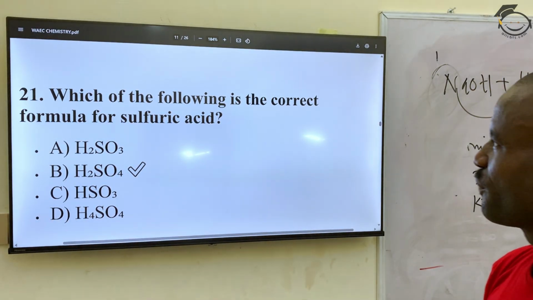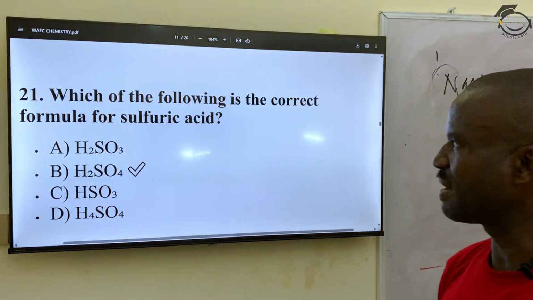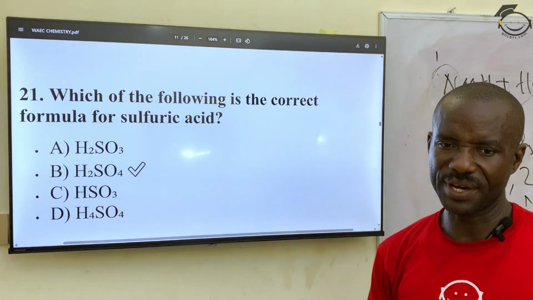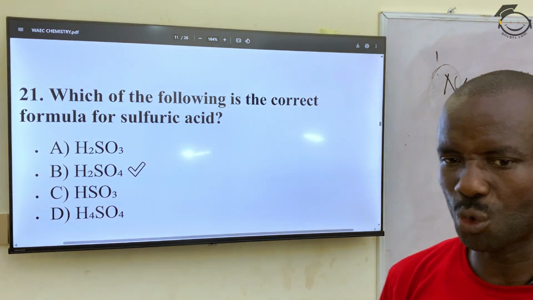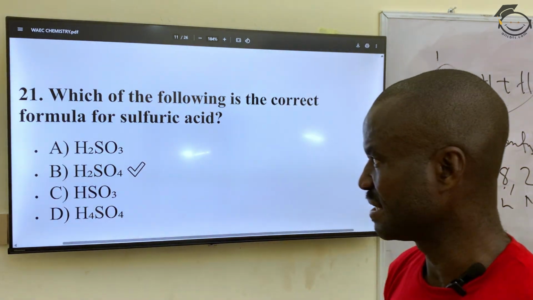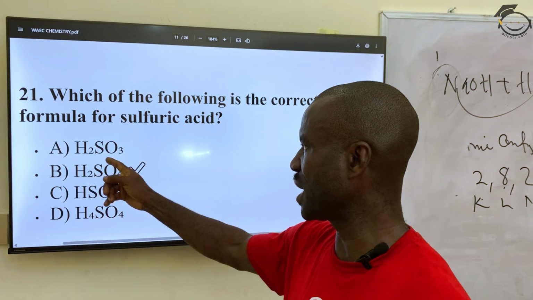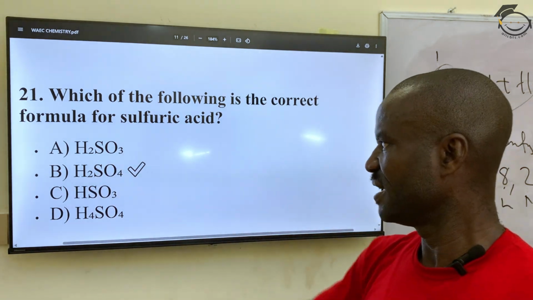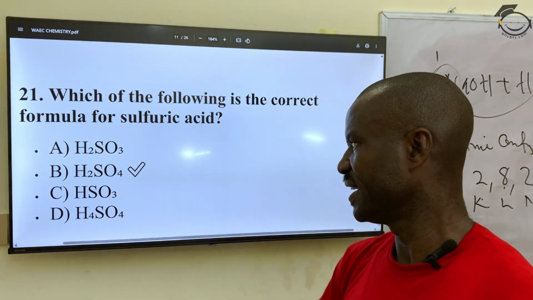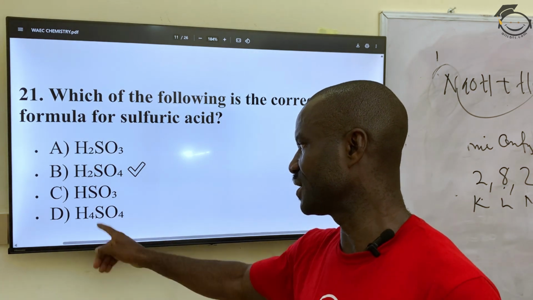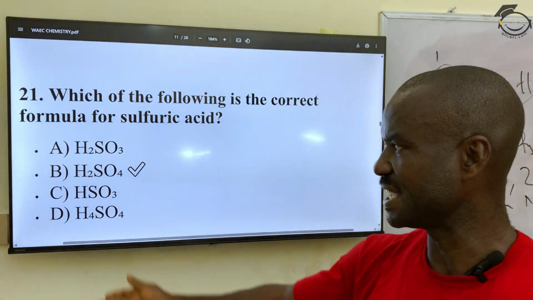21. Which of the following is the correct formula for sulfuric acid? Sulfuric acid is also known as tetraoxosulfate 6 acid. So let's look at this: H2SO3, H2SO4, HSO3, H4SO4. The correct answer is B.